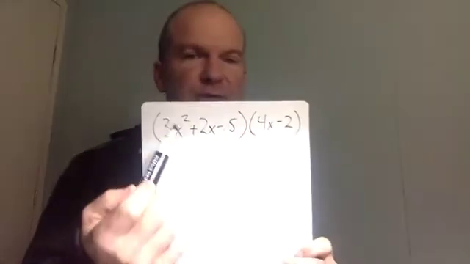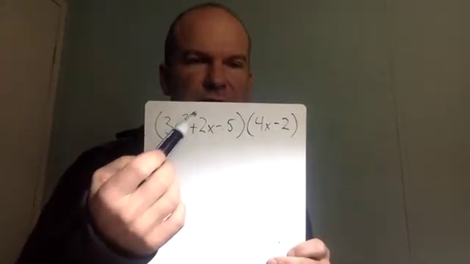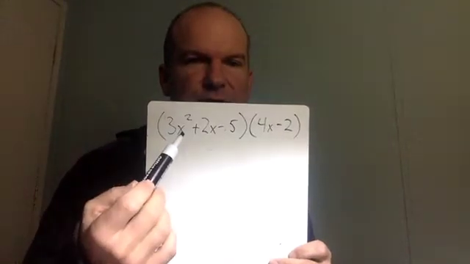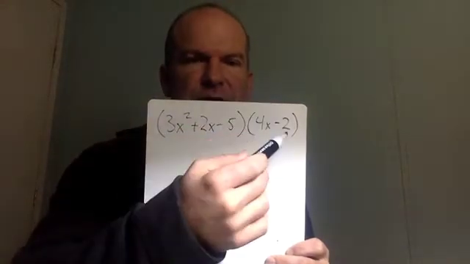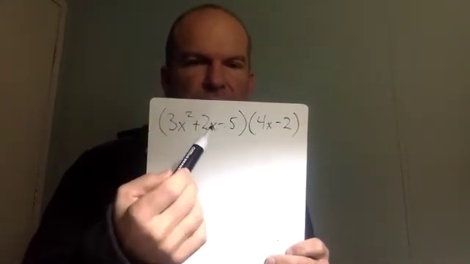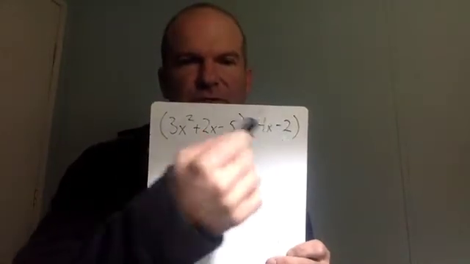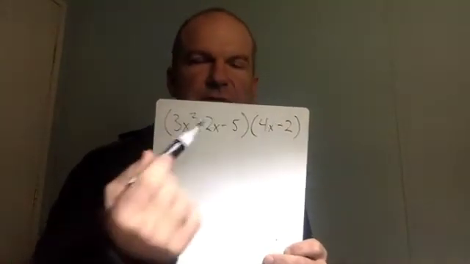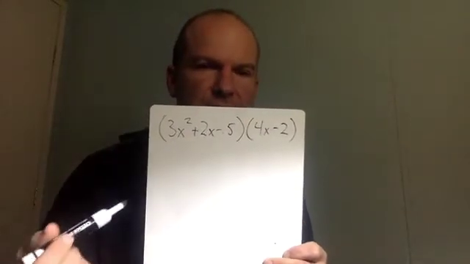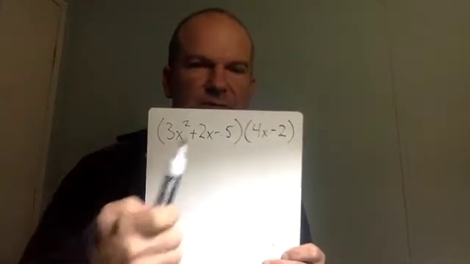This first parenthesis has three terms in it. So you got to distribute the 3x squared times the 4x and the negative 2, the 2x times the 4x and the negative 2, and the negative 5 times the 4x and the negative 2. So it's kind of like three problems in one as far as the distributing goes. And then at the end, you combine all your like terms, and you're going to have six terms.